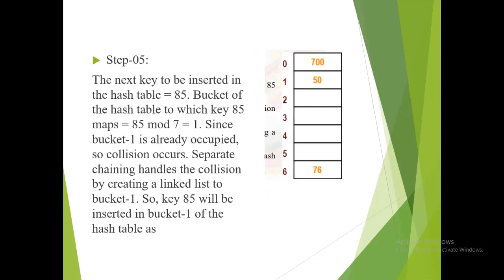Next, the key to be inserted in the hash table is 85. The bucket to which key 85 maps is 85 mod 7 equal to 1. Since bucket 1 is already occupied, a collision occurs. Separate chaining handles the collision by creating a linked list at bucket 1. So key 85 will be inserted in bucket 1 of the hash table.